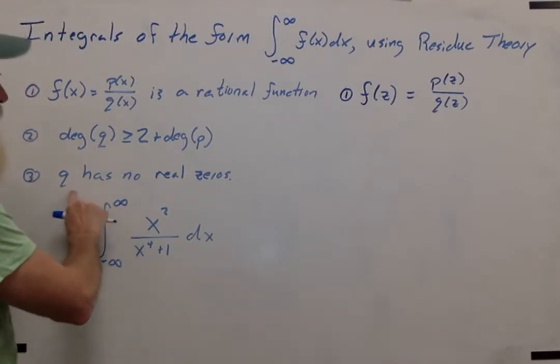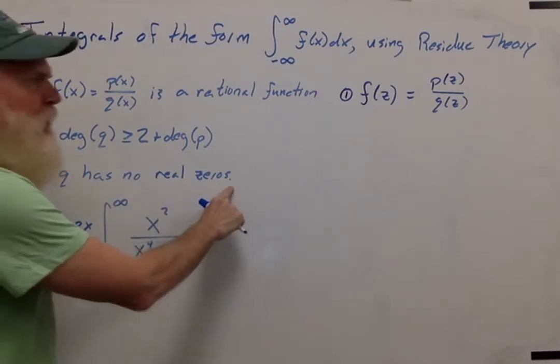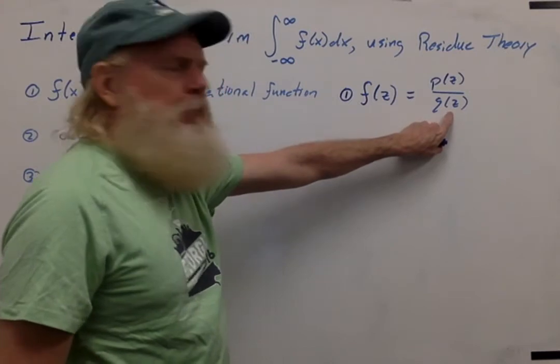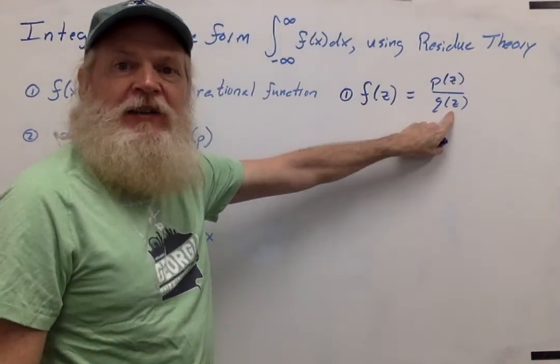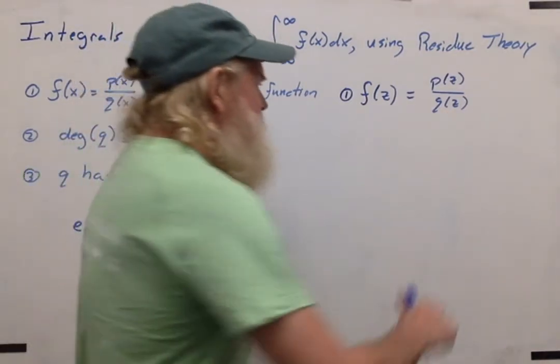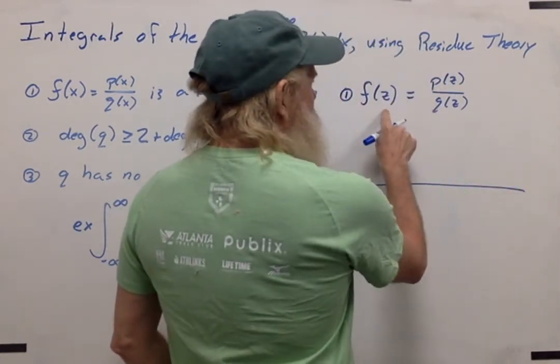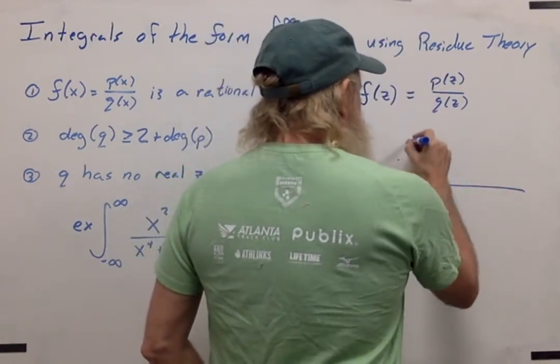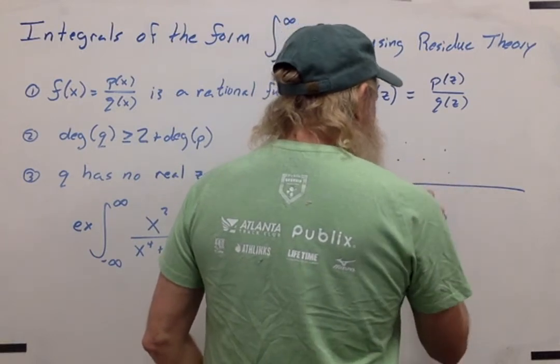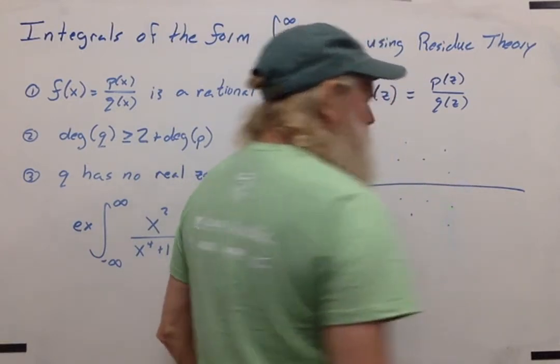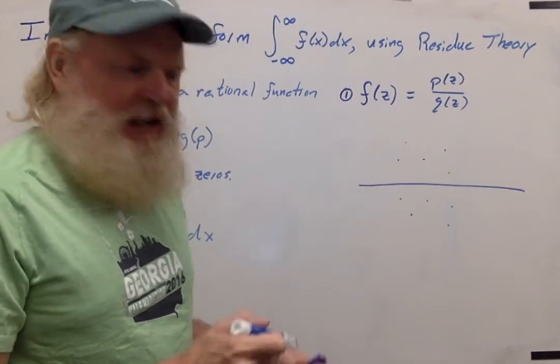Now, since the denominator has no real zeros, when I look for the poles of f, none of them is going to fall on the x-axis. So if this is the x-axis, and I find the poles of this function f, there might be some above the x-axis and some below, but there are not going to be any that lie on the x-axis.